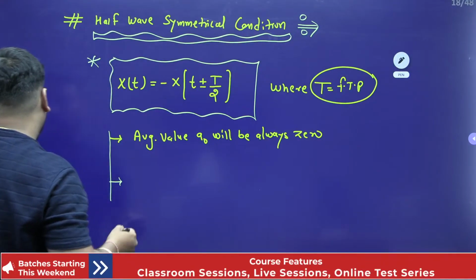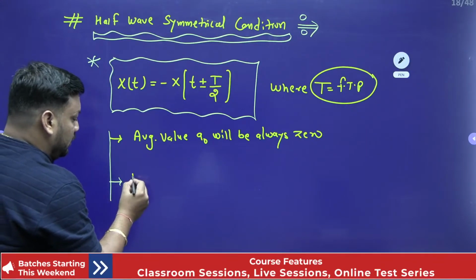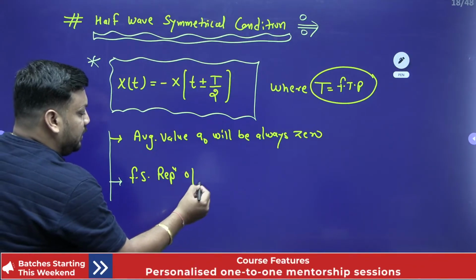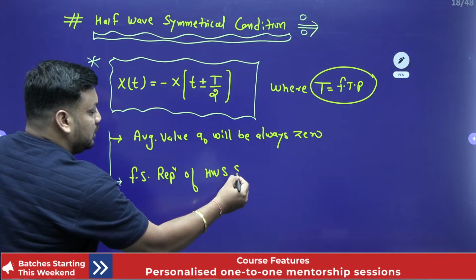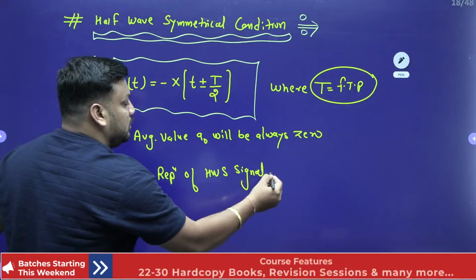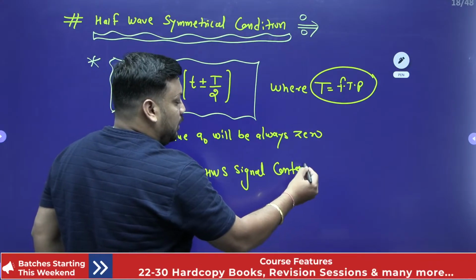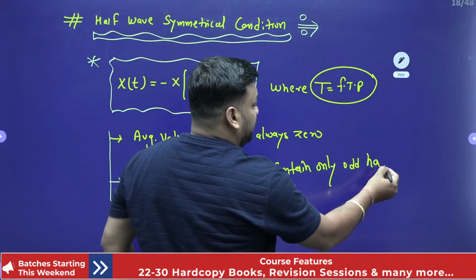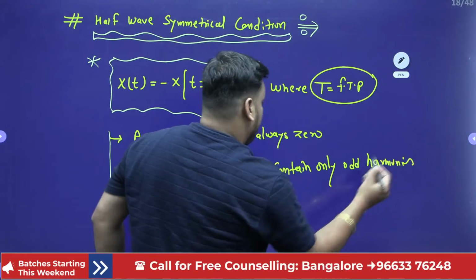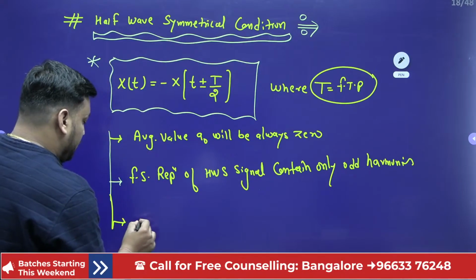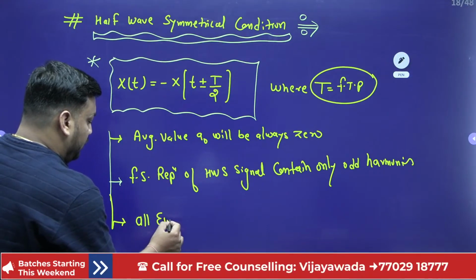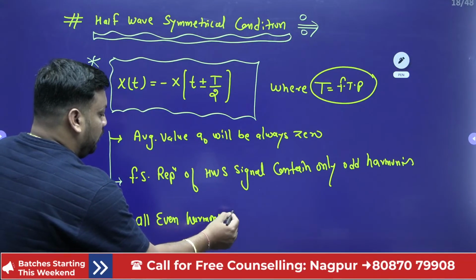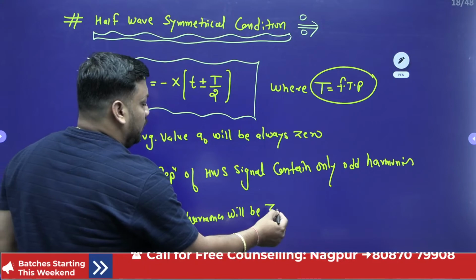In the Fourier series representation of HWS signals, the series contains only odd harmonics. It means all even harmonics will be 0.